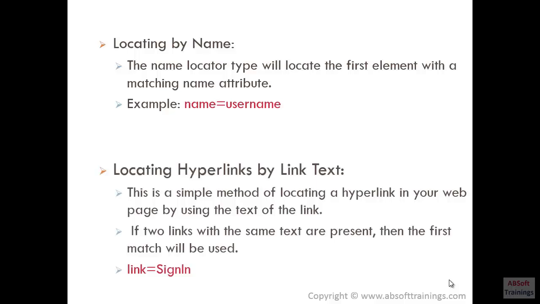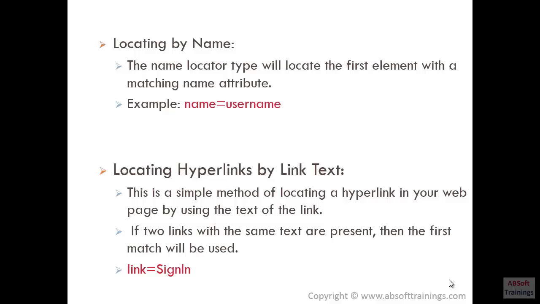The next one is locating hyperlinks by link text. Whenever you have links, this is really useful. You can use the display text there and you can say link equal to link text. For example, if you have a link with sign in text, you can say link equal to sign in to represent that link. And as always, remember, always the first matching one is used.